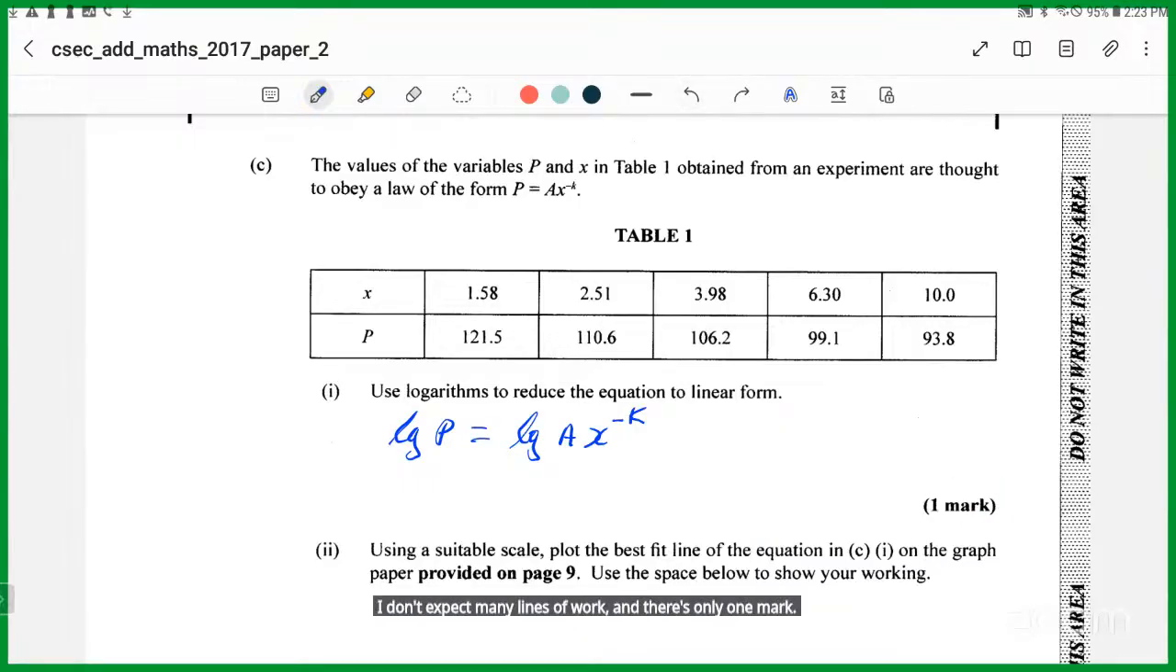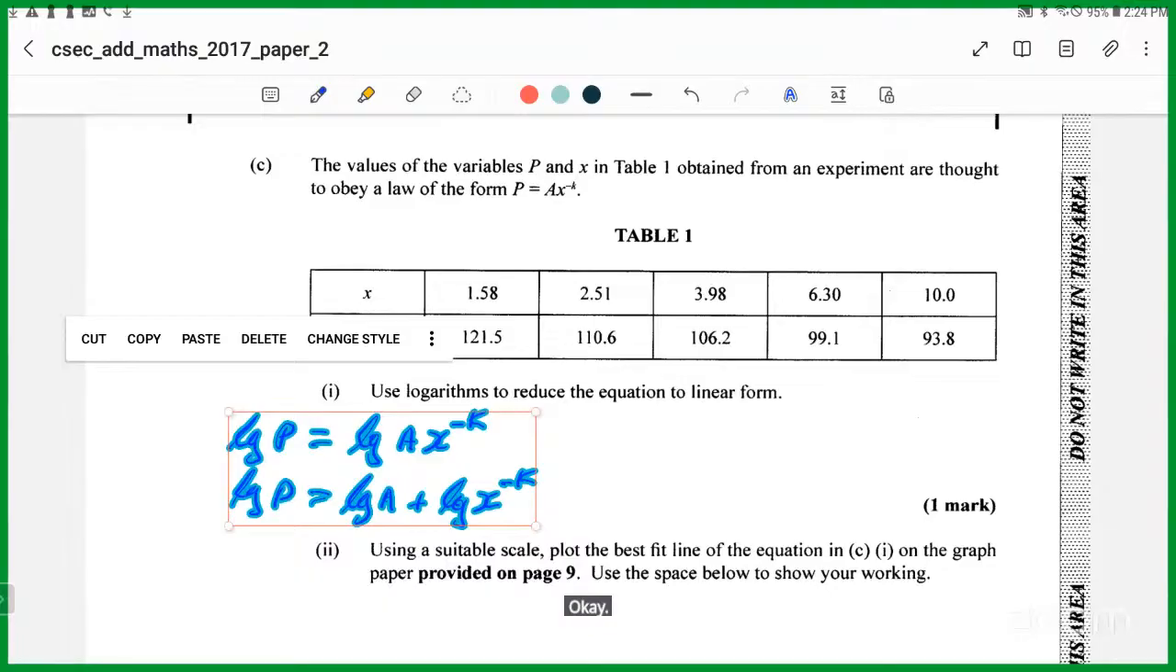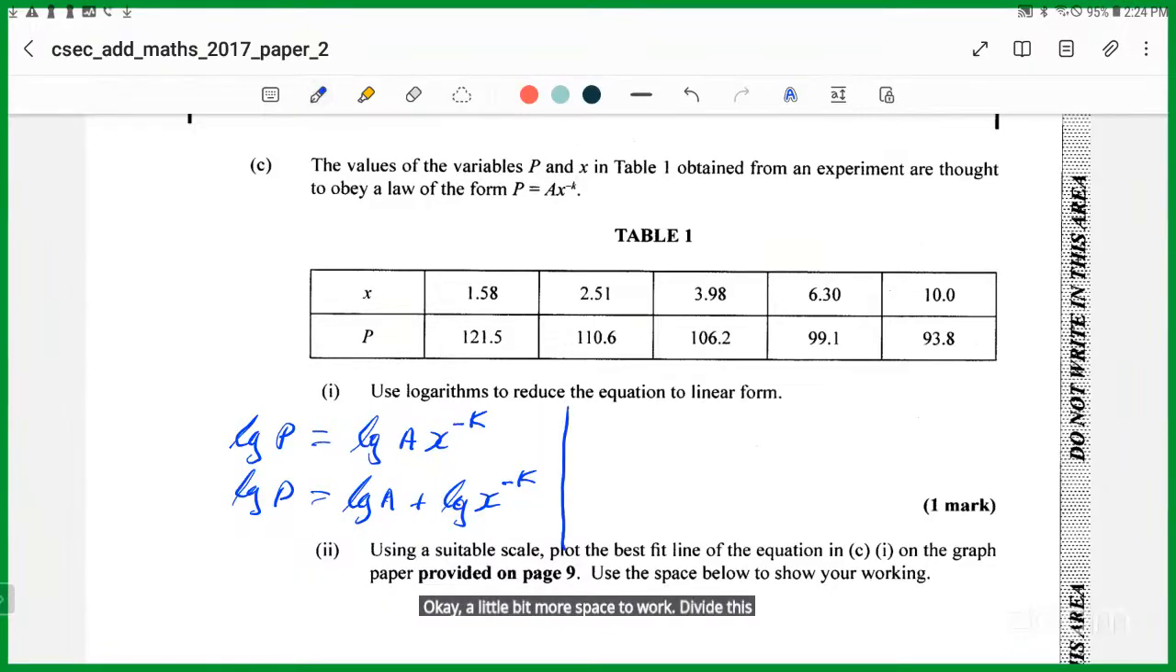All right, so what we're going to do is split this now. Log of a product becomes the sum of the logs. So this becomes the log of p equals the log of a plus the log of x to the minus k. We're almost there. Let me shift this over a bit so we get more space to work. This now is like our y so far. This is like our c, because there's log of a constant.